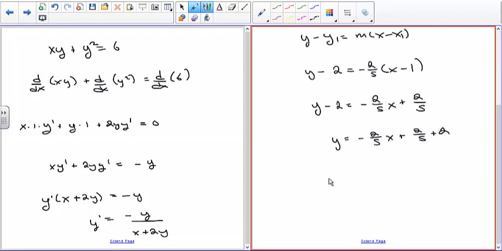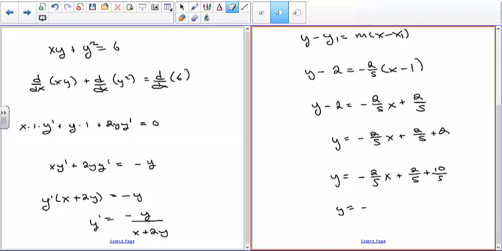And then you can rewrite 2 in terms of fifths. So you get 2/5 plus 10/5. And then you can combine the last term. So it's negative 2/5 x plus 12/5. Okay. So that's the equation for the tangent line. So let's prove that's correct.